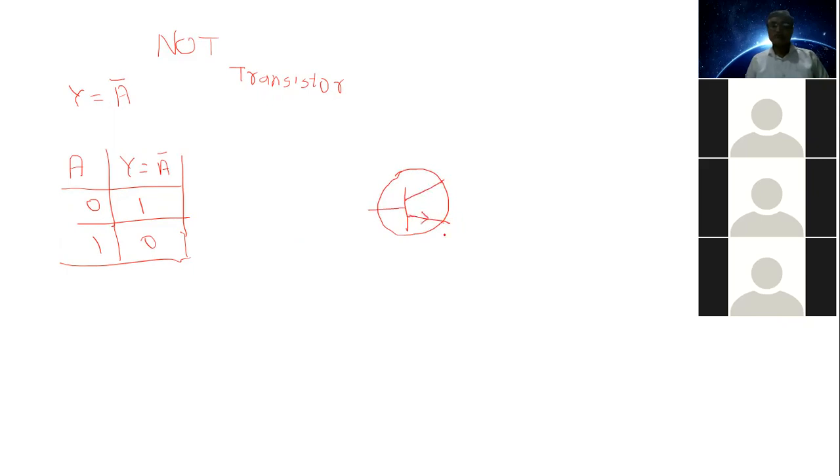Like this, this is the emitter, this one is the base and this one is the collector. And here suppose plus 5 volt that we can choose. And here is the output Y. Here this is input A.